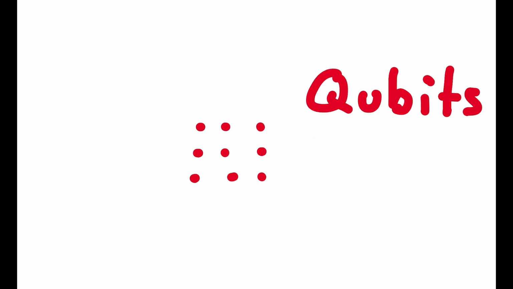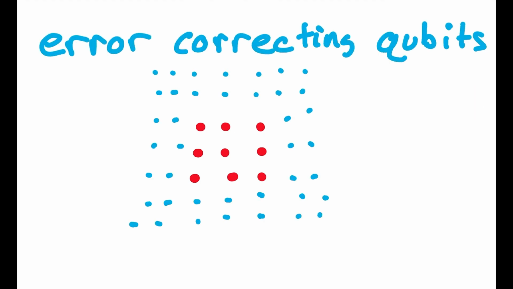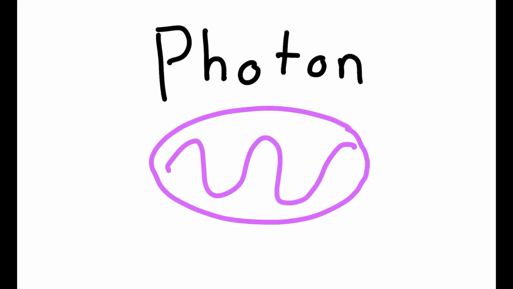Scientists have come up with the idea of having extra error-correcting qubits to correct for any qubits that switch on accident. But another solution currently is to use quasi-particles, which are particles that don't interact with the environment as much as normal particles. Currently, the most common type of quasi-particle is the photon, but there are many more.